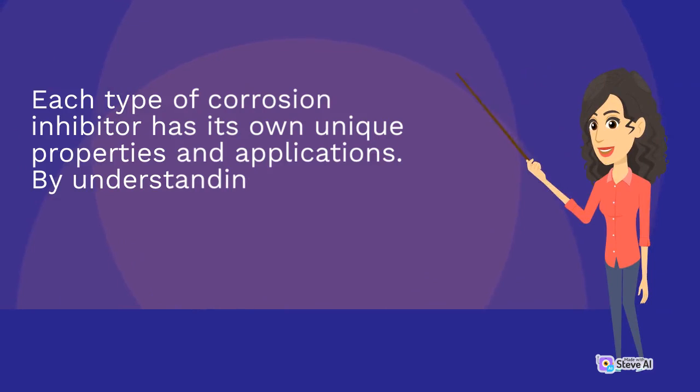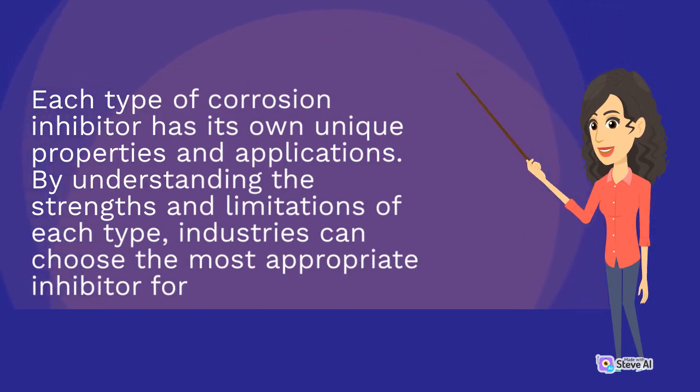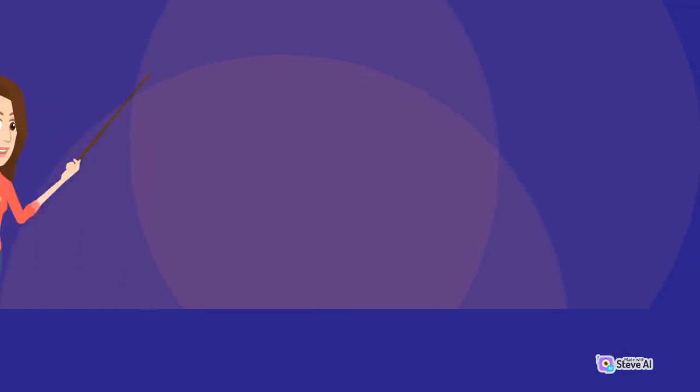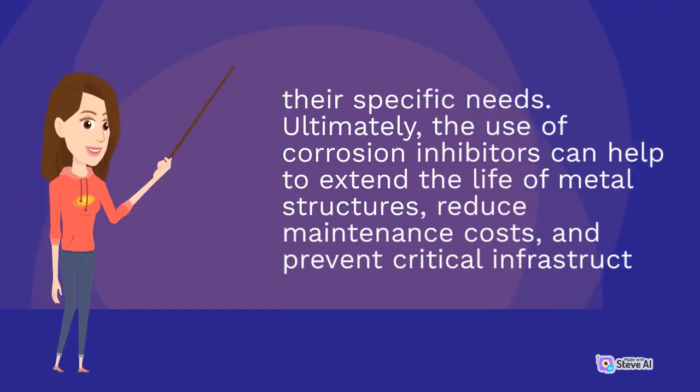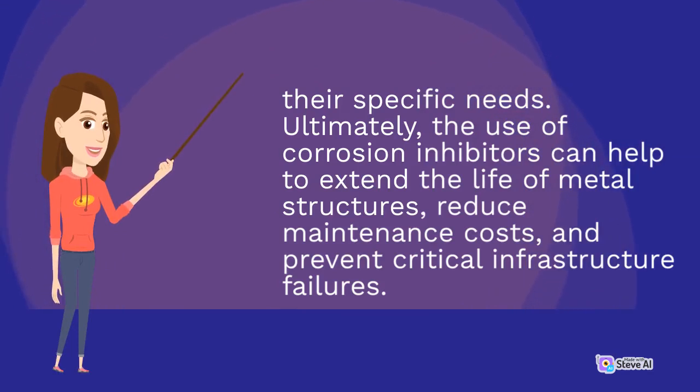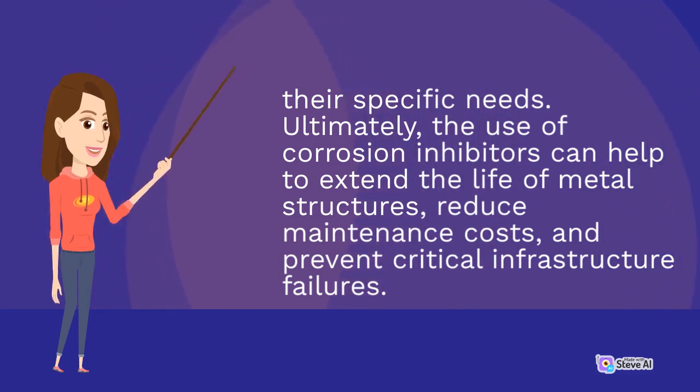Each type of corrosion inhibitor has its own unique properties and applications. By understanding the strengths and limitations of each type, industries can choose the most appropriate inhibitor for their specific needs. Ultimately, the use of corrosion inhibitors can help to extend the life of metal structures, reduce maintenance costs, and prevent critical infrastructure failures.